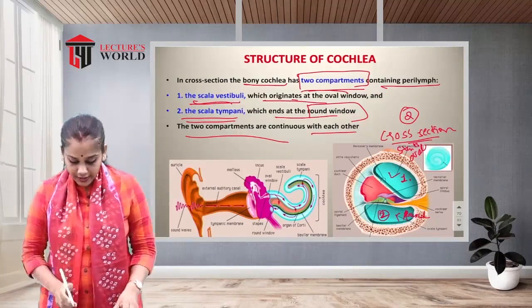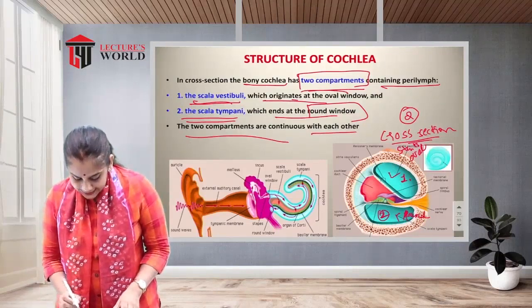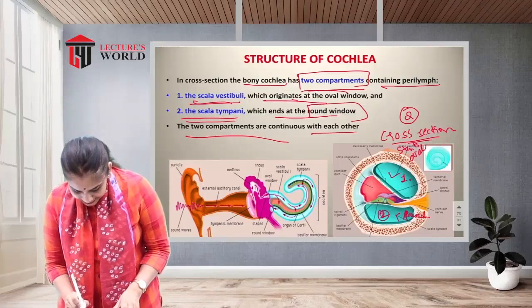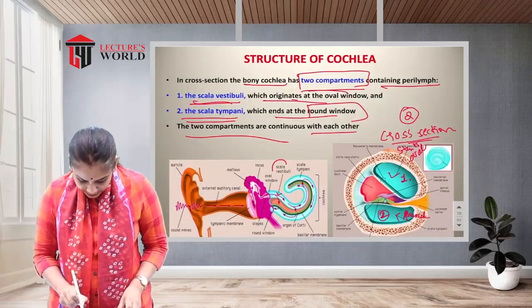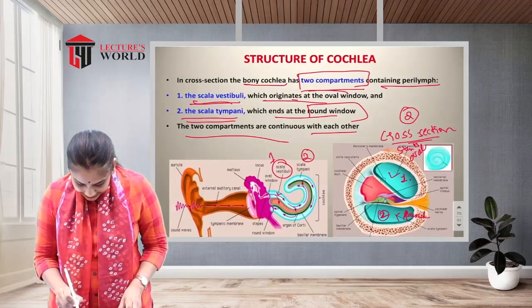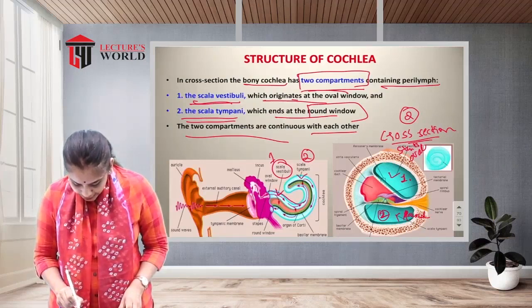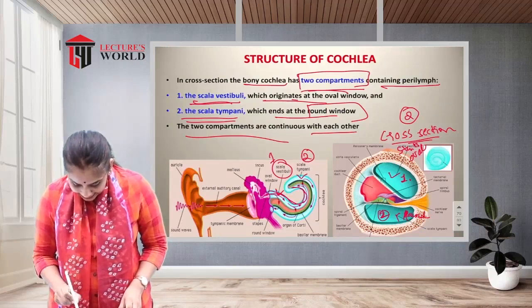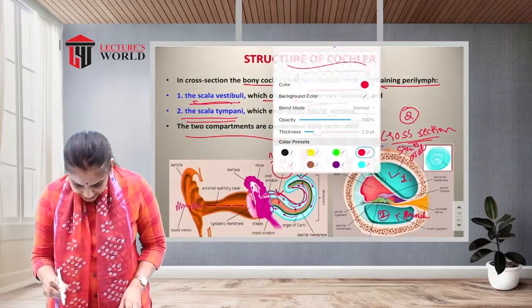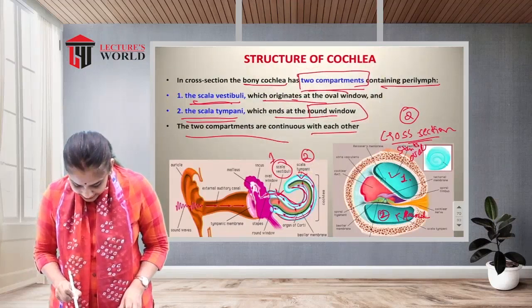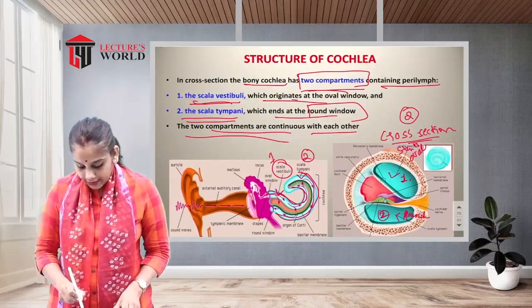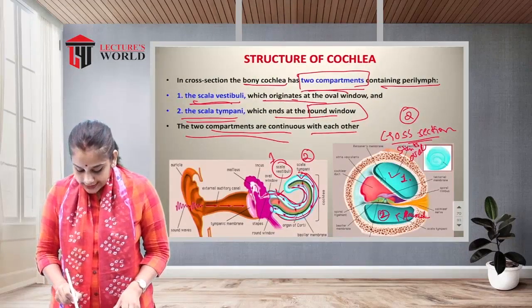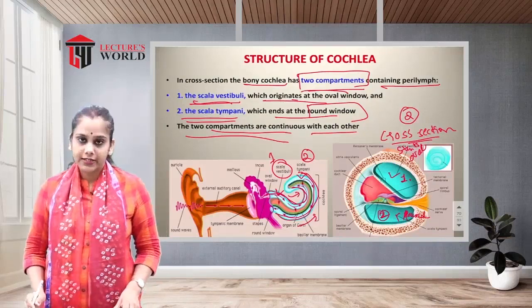You can see in this figure, that will be easy for you. See, this is the part. This is the scala vestibuli, the inner portion. And the second portion is the scala tympani. So the two compartments are continuous with each other. You can see they are continuous with each other.